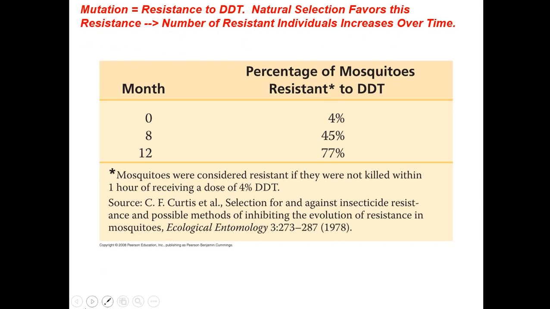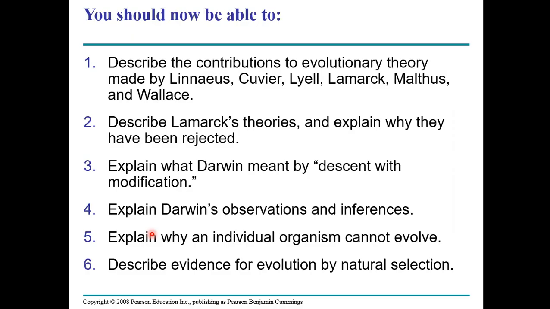Okay? For example, month zero, 4% of the sample mosquitoes are resistant to DDT. This is the drug for mosquito. After 8 months, naging 45% na yung resistant. After 12 months, naging 77% na yung resistant. Okay? So, mosquitoes were considered resistant if they were not killed within 1 hour of receiving a dose of 4% DDT. So, yun po yung problem. This is just one example from this book.